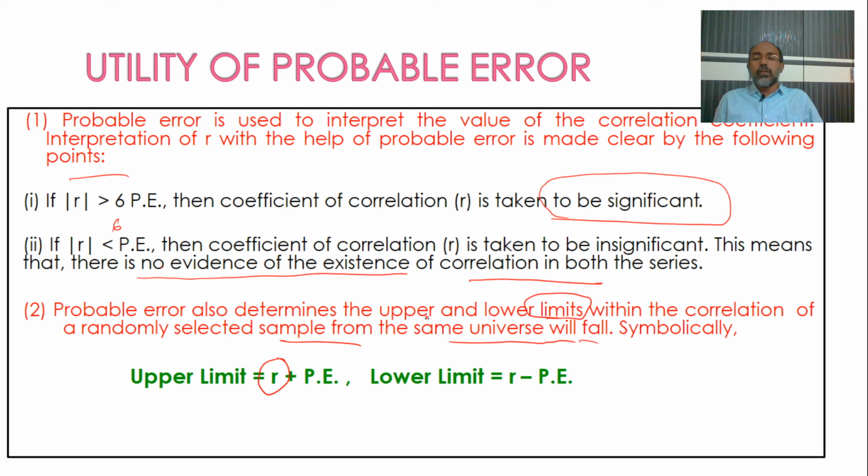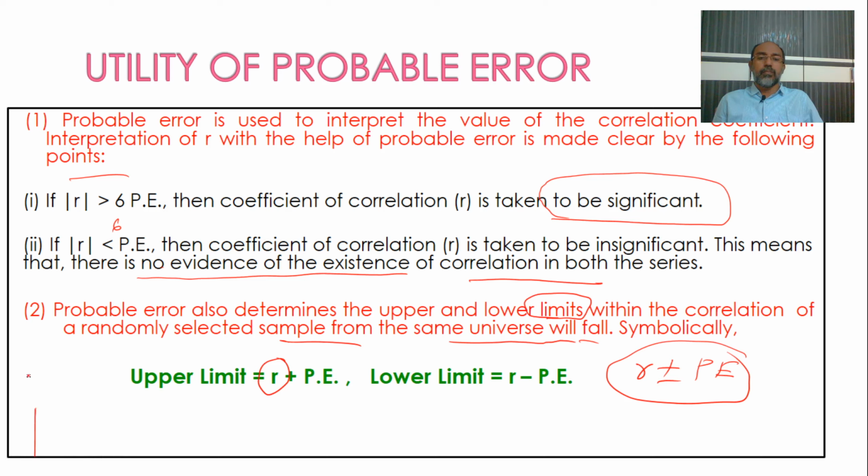So the sample correlation may be interpreted to the universe with the relaxation of up to plus or minus PE. So R plus or minus PE. So this is how you can trust the values of the population by using the probability error. Okay, so this is with regard to the probability error.